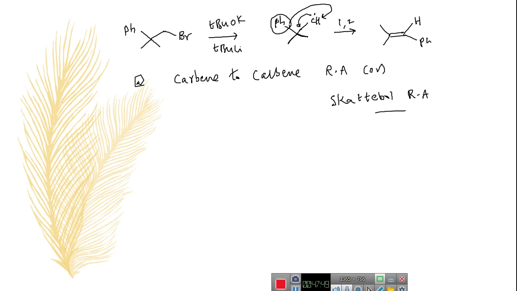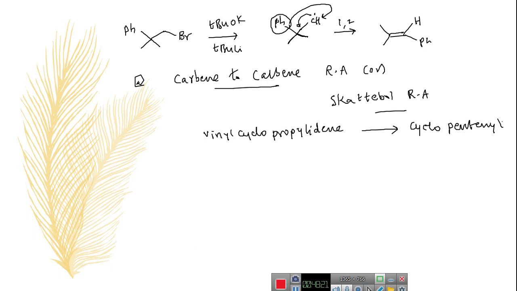Skattebøl rearrangement. So what is this rearrangement? That means carbene to carbene rearrangement. So what happens here? The conversion of vinyl cyclopropylidene to cyclopentenylidene. Okay, so that is the rearrangement, so called carbene to carbene rearrangement or Skattebøl rearrangement.